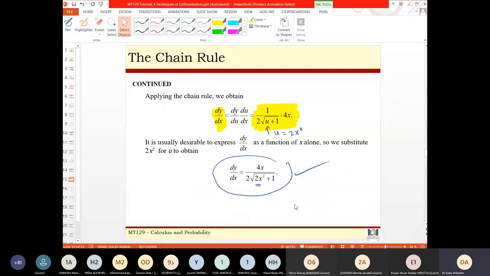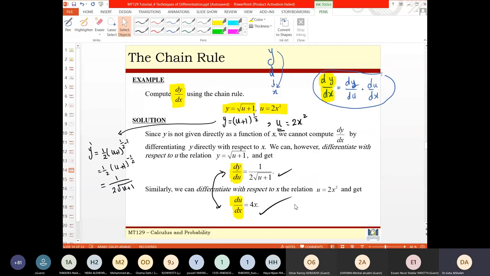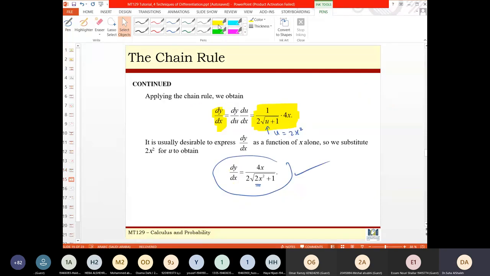Like in this example. Where is that? هنا. كان معطيني ان اليو it's 2x square. When I finished I removed اليو وحطيت مكانها 2x square.